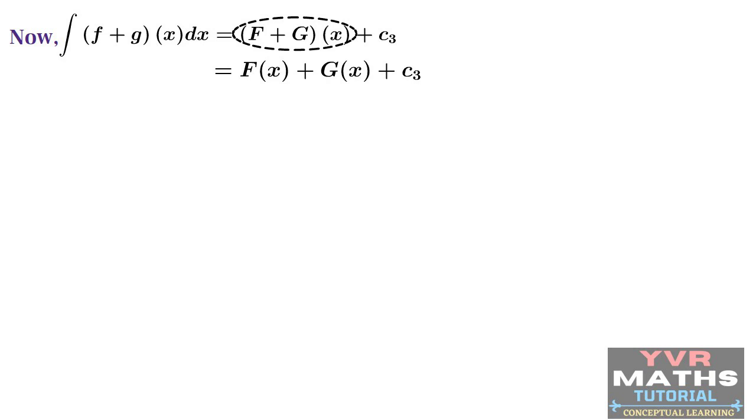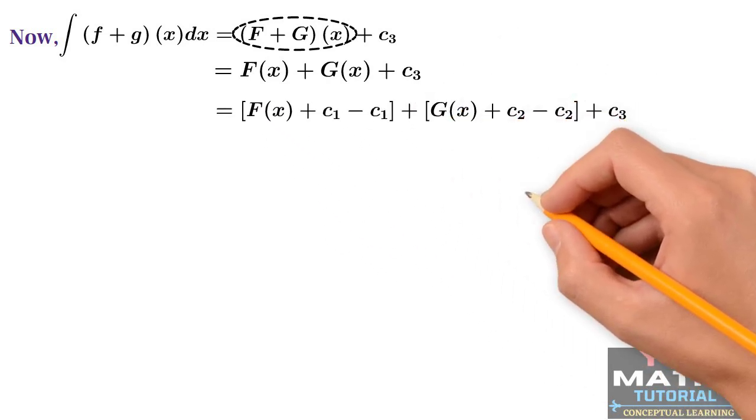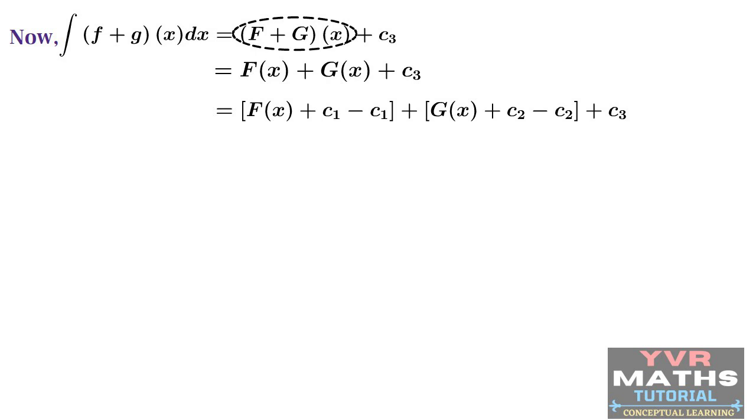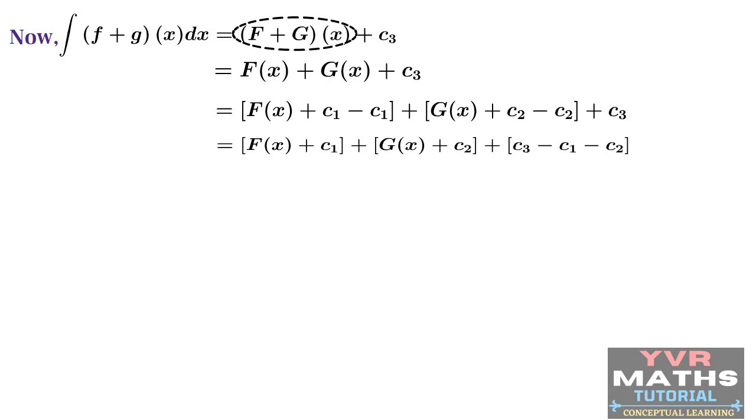Now what I am going to do here is, for this capital F of x, I am going to add and subtract the constant c1, and for this G of x, I am going to add and subtract some constant c2. Then F of x plus c1 minus c1 plus G of x plus c2 minus c2 plus the constant c3 as it is. Now I am going to take combinations: capital F of x plus c1 one combination, capital G of x plus c2 one combination, and the remaining c3 minus c1 minus c2 one combination.